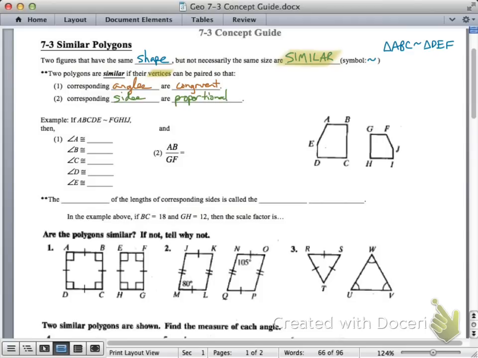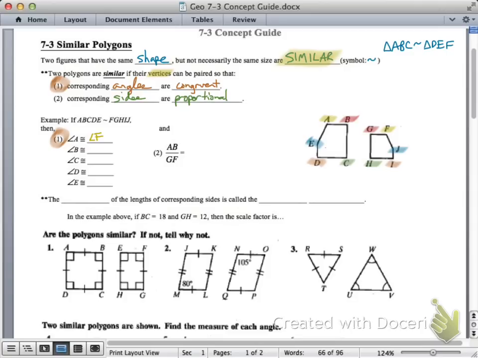All right, let's take a look at this example down here. If we have pentagon ABCDE and it is similar to pentagon FGHIJ, we first need to discover which pieces and parts are corresponding. Vertex A corresponds with vertex F. It's pretty clear which vertices are corresponding: A goes with F, B goes with G, C and H, D and I, E and J. So, if the corresponding angles are congruent, angle A is congruent to angle F. They have the same measure.